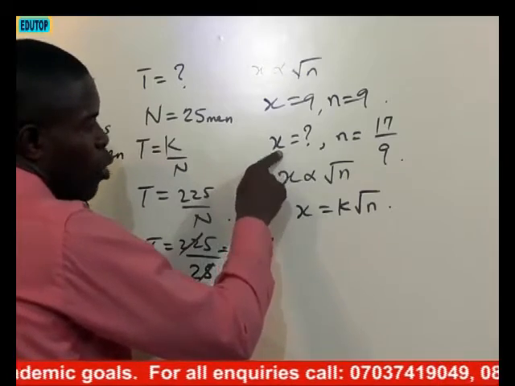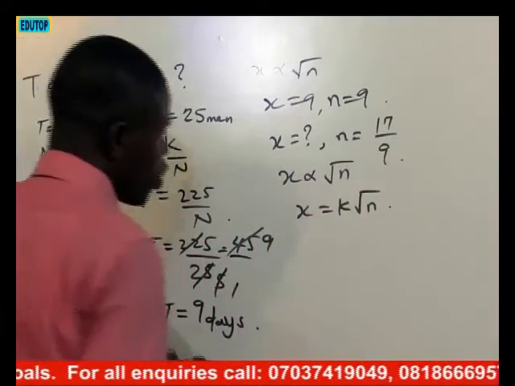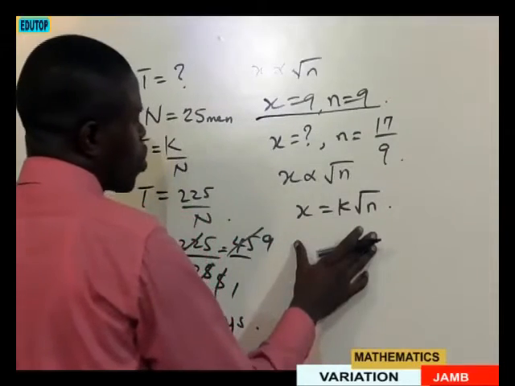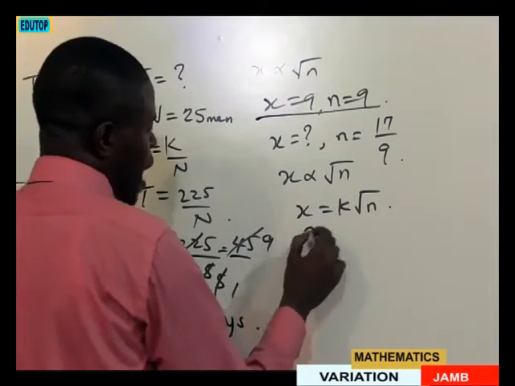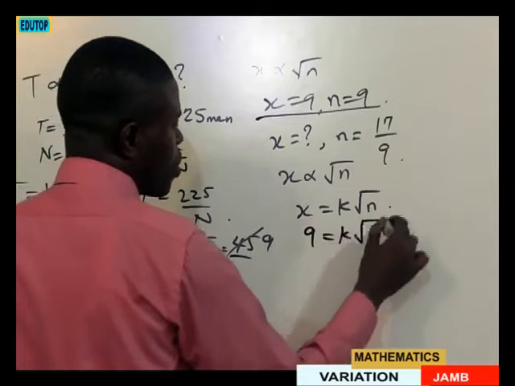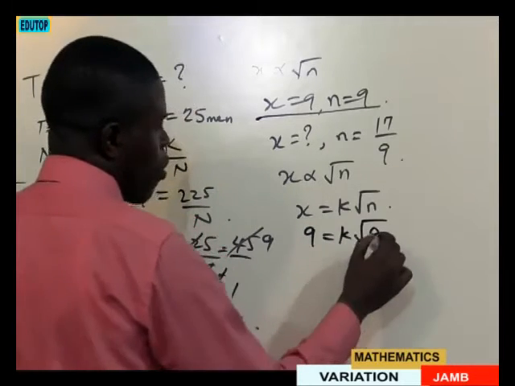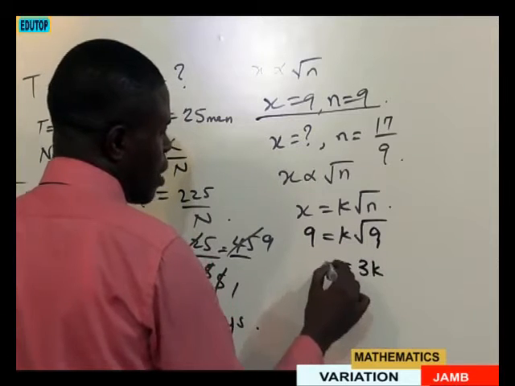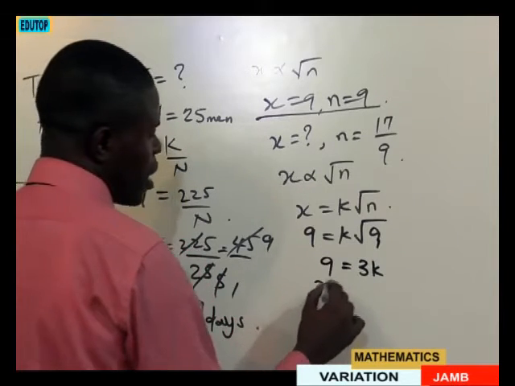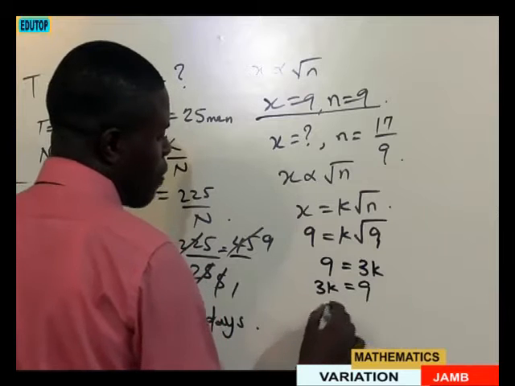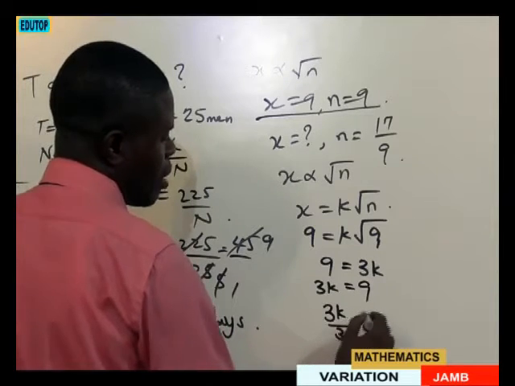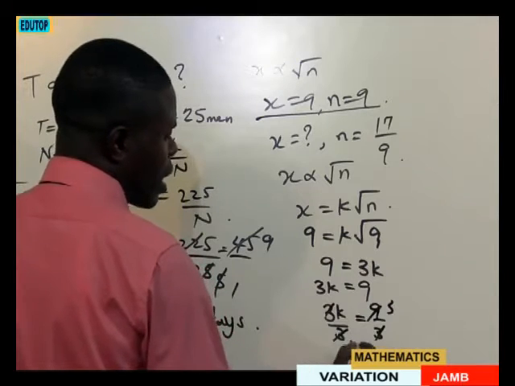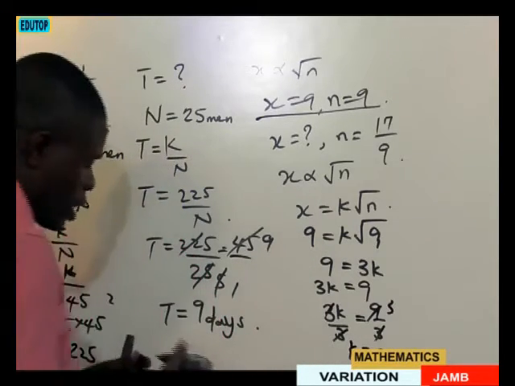You can see we are asked to look for x given n. So in that situation, we use this first data to solve for k. So what is our x? 9 equals k root n. What is n? 9. And we know that root 9 is what? 3. 3 times k, 3k equals 9. Then we divide both sides by 3. So our k equals 3. We have calculated our k.